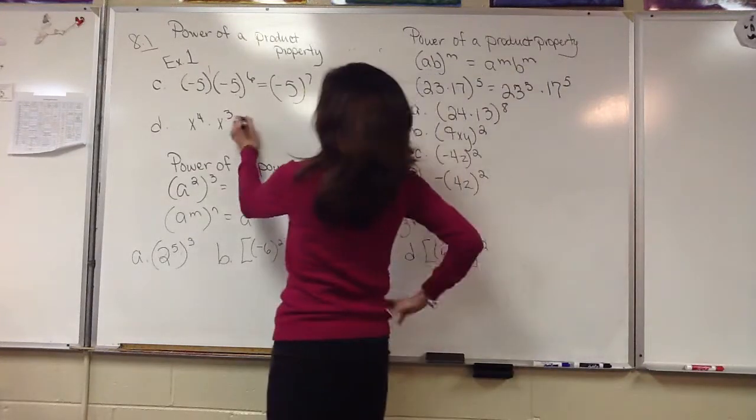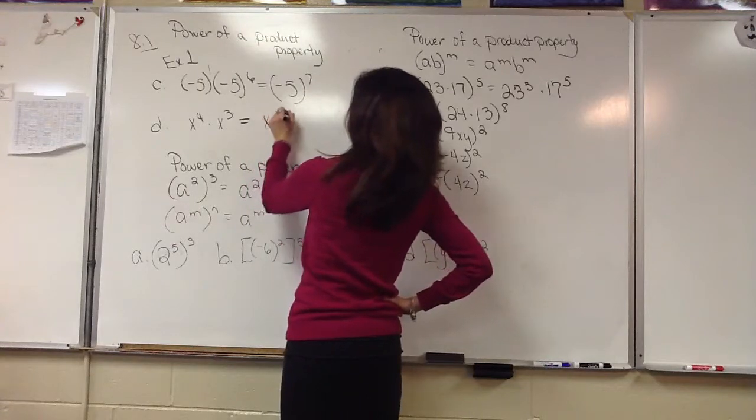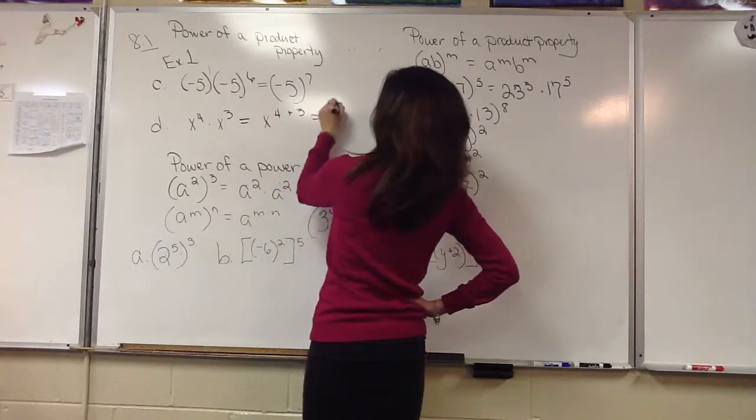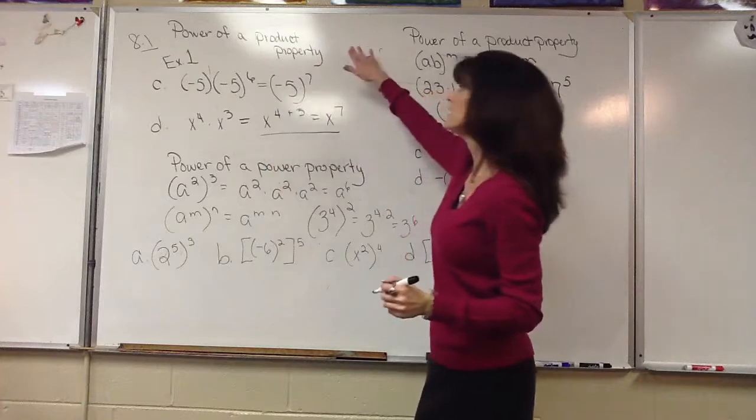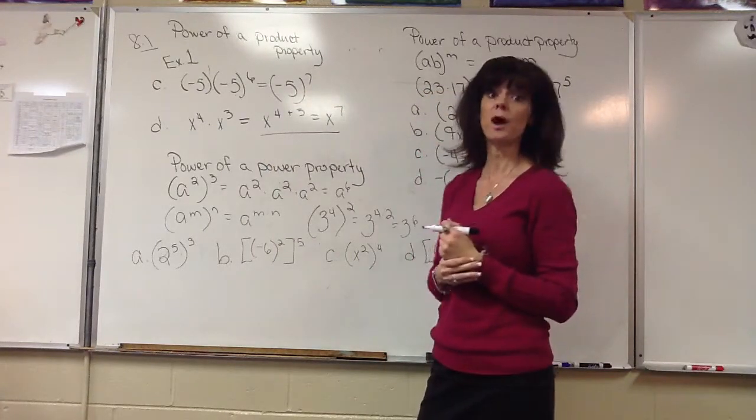And then D, we have like bases, so it's going to be x^(4+3), which is x to the 7th power. Now that is the product of powers property.